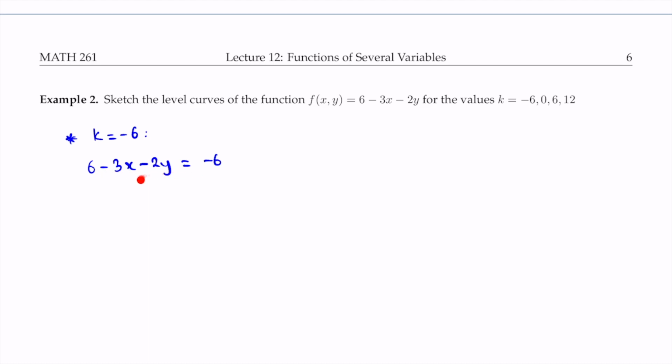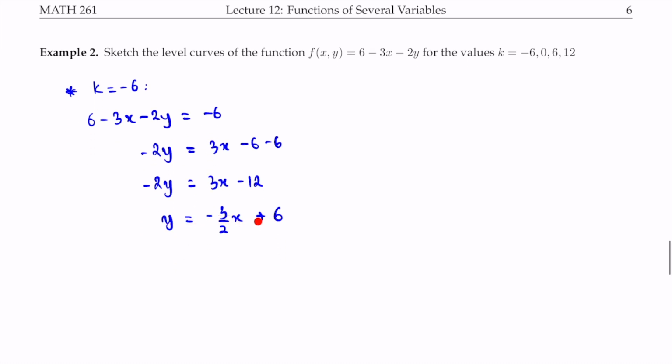This looks like an equation of a line, so I'm going to solve for y in terms of x. That is, you have negative 2y equals 3x minus 12, or y is equal to negative 3/2 x plus 6. This is the equation of the line with slope negative 3/2 and y-intercept 6.